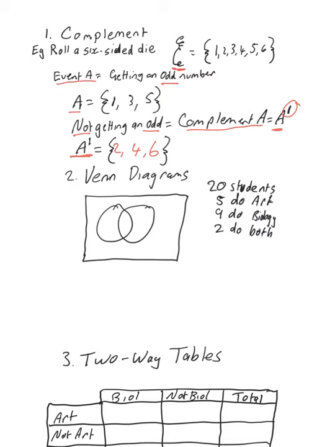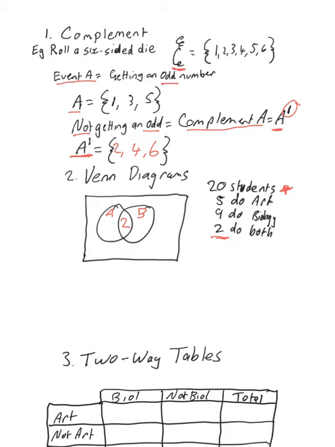Now we're looking at Venn diagrams, and presumably you've done a bit of this in year 7 and or 8. We're going to use the example of 20 students. Of that 20, 5 of them do art altogether, 9 do biology and 2 do both. We'll represent art with an A, and this circle is B for biology. So far what we know is that 2 do both. That goes in this area where the two circles intersect.